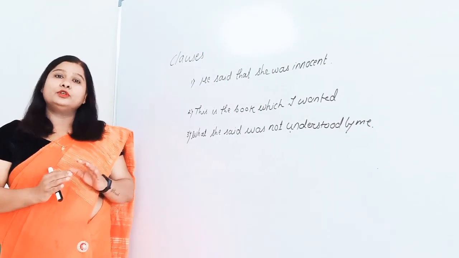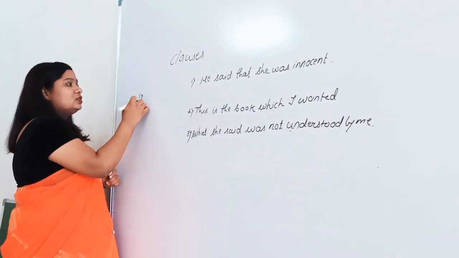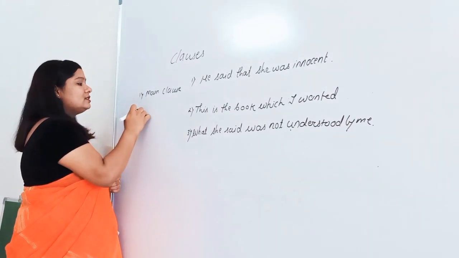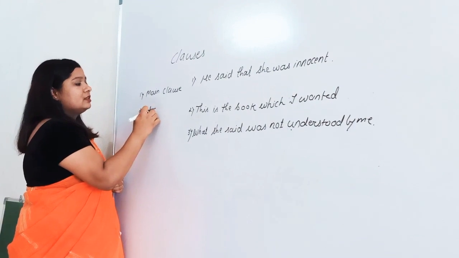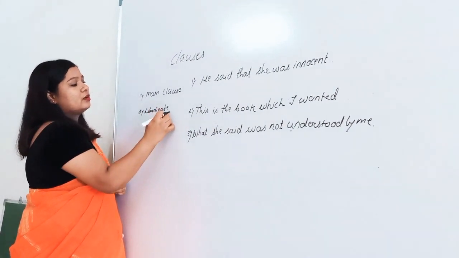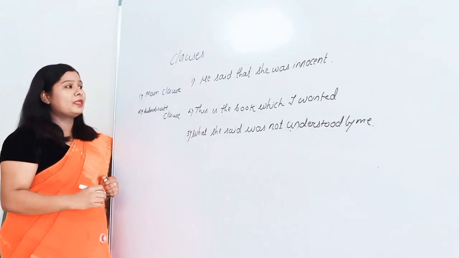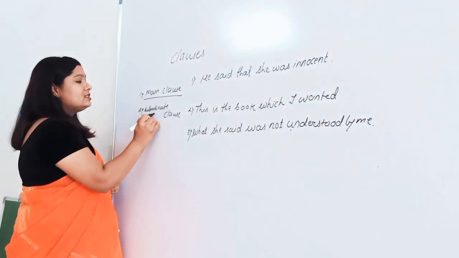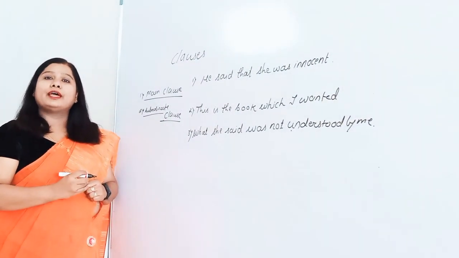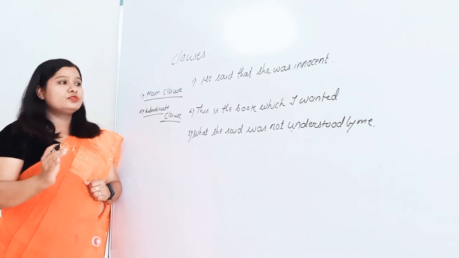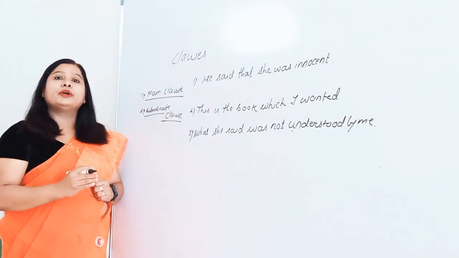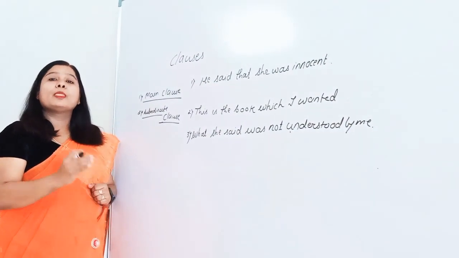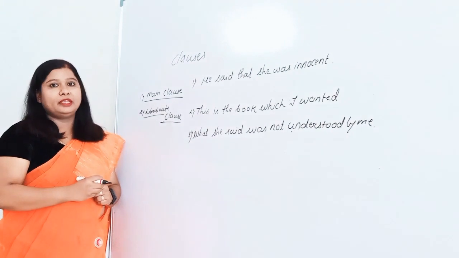There are basically two types of clauses. First one is main clause and second one is subordinate clause. See, this main clause is also called as principal clause and this subordinate clause is called as dependent clause. So students, in this video we are going to learn how to separate main clause from the subordinate clause or subordinate clause from the main clause.